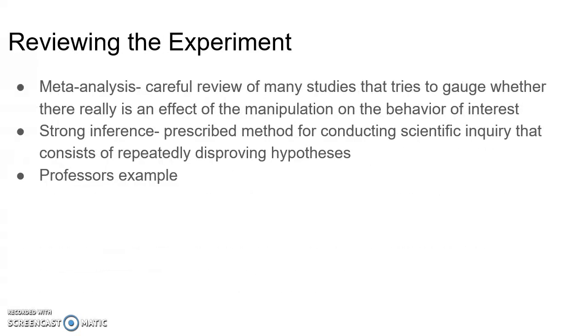Once the experiment is completed, it is best to review the experiment using techniques such as meta-analysis, the careful review of many studies that tries to gauge whether there really is an effect of the manipulation on the behavior of interest. Also, strong inference comes in handy. It is a prescribed method for conducting scientific inquiry that consists of repeatedly disproving hypotheses. In order to make sure that your hypothesis really checks out, it's best to come up with an alternative hypothesis. And if that hypothesis doesn't count out, then the original one is more likely to be the right one.